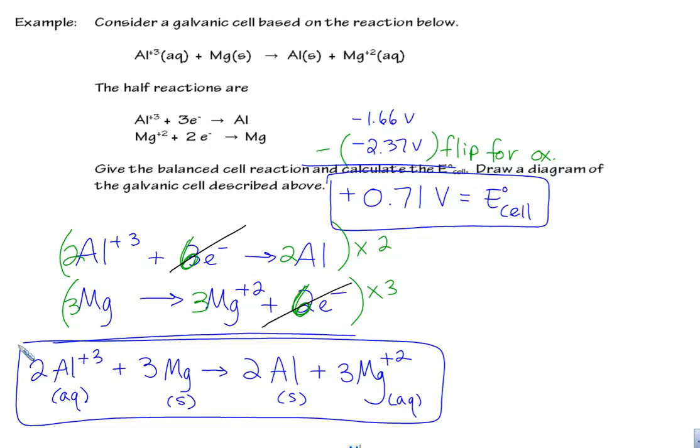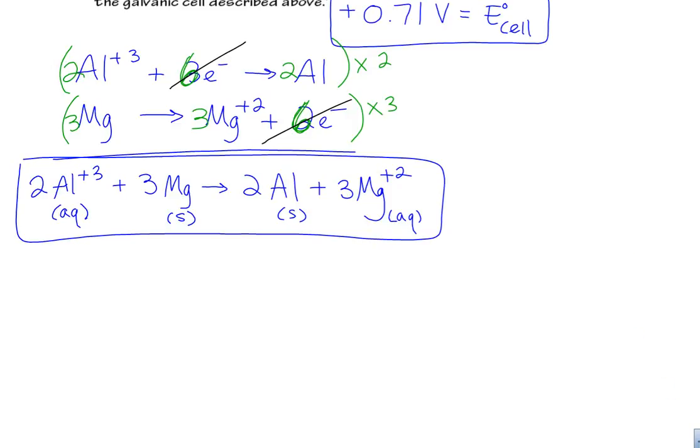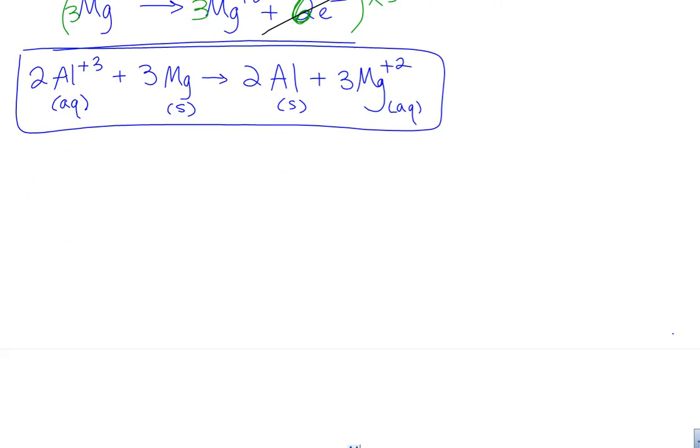Okay, so we have the balanced equation. We calculated the cell potential. Now the fun part for all you artsy-fartsies out there, we're going to draw a diagram of the galvanic cell described above. Well, this is one of my favorite parts. Now, sometimes, again, they might ask you on the AP test to draw a picture of the cell, or sometimes they might have a picture, and they'll ask you to label parts. This is what I would be able to recognize.